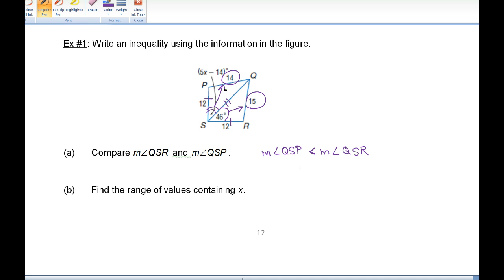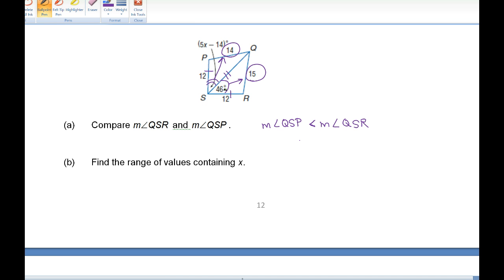Now, find the range of values. We just said the measure of angle QSP, which in the picture is 5x minus 14, is going to be less than angle QSR, which is 46. Now, what do we also have to include? This angle has to be greater than 0 also. So 5x minus 14 has to be greater than 0.